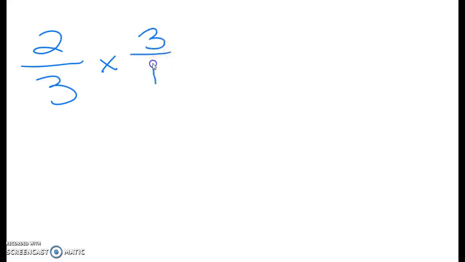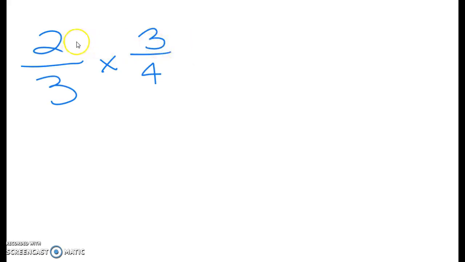Multiplying fractions is not as scary as it might sound. To do this, we start with our fraction. So let's say we have 2/3 times 3/4. Now, some people will try to turn fractions into decimals and then multiply, but the problem is with something like 2/3, that's a repeating decimal, so you're not going to get a nice clean answer.